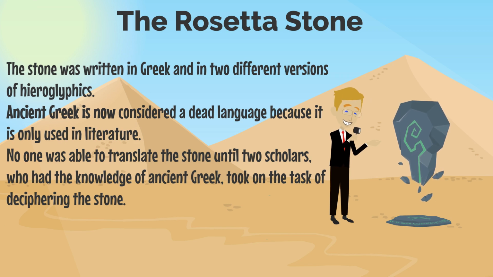The stone was written in Greek and in two different versions of hieroglyphics. Ancient Greek is now considered a dead language because it is only used in literature. No one was able to translate the stone until two scholars, who had the knowledge of ancient Greek, took on the task of deciphering the stone.